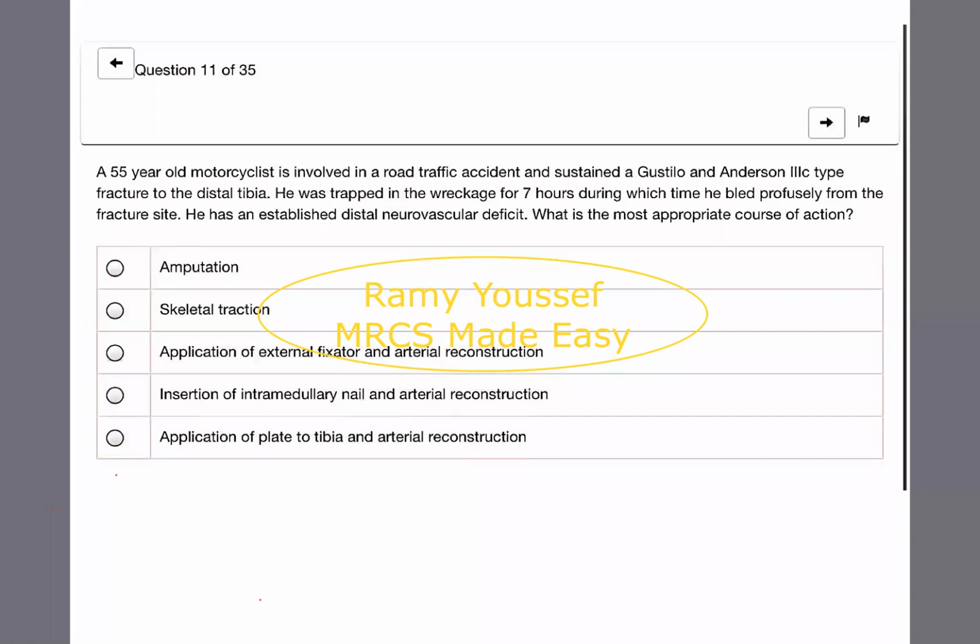A 55-year-old motorcyclist is involved in a road traffic accident and sustains a Gustilo and Anderson type 3C fracture. He was trapped in the wreckage for 7 hours, during which time he bled profusely from the fracture site. He has an established distal neurovascular deficit. What is the most appropriate course of action? Amputation; skeletal traction, application of external fixator and arterial reconstruction; insertion of intramedullary nail and arterial reconstruction; application of a plate to tibia and arterial reconstruction. As long as it's more than 7 hours after extraction, most likely the limb is not viable, so we go for amputation.